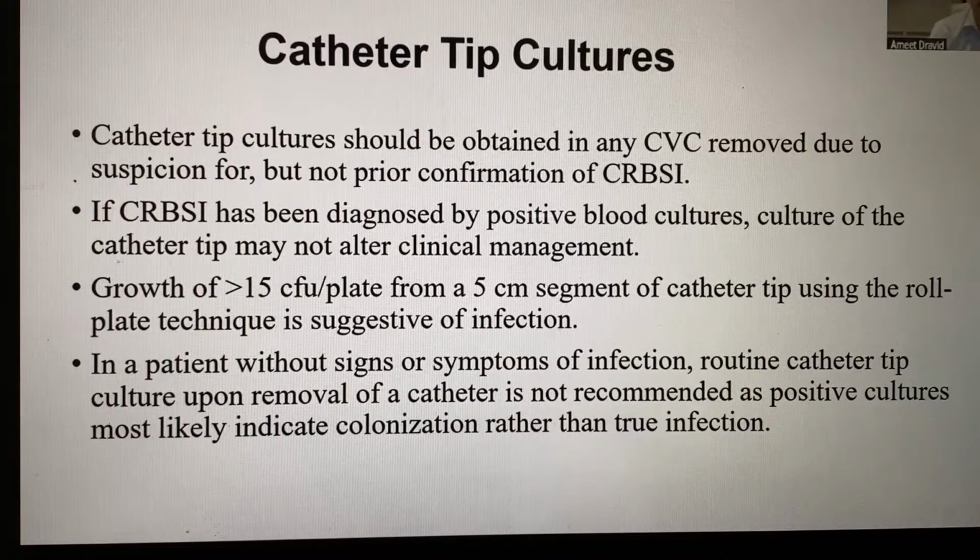So yes, catheter tip culture: if the blood culture diagnosis has not been made and you're anyway going to remove the catheter, you are suspecting CRBSI, then you can send the catheter tip. Just like how much blood culture has to be sent, almost 40 ml, 20 ml from the central line and 20 ml from the peripheral line, here also a 5 centimeter segment of the catheter tip has to be sent, and they have to be told to use a roll plate technique for semi-quantitative culture, and growth of more than 15 colony forming units has to be there to indicate that this is true infection.